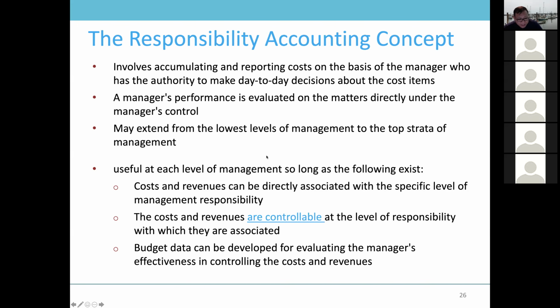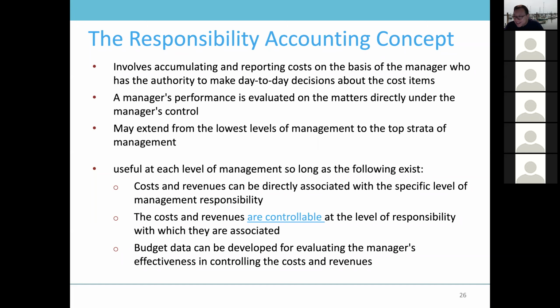So the whole point here is that in order for this to work, the revenue and the cost have to be directly controlled by that management. If he has no control, it's unfair to hold this person accountable. So the revenues and costs in the picture have to be controllable in order for it to make sense.